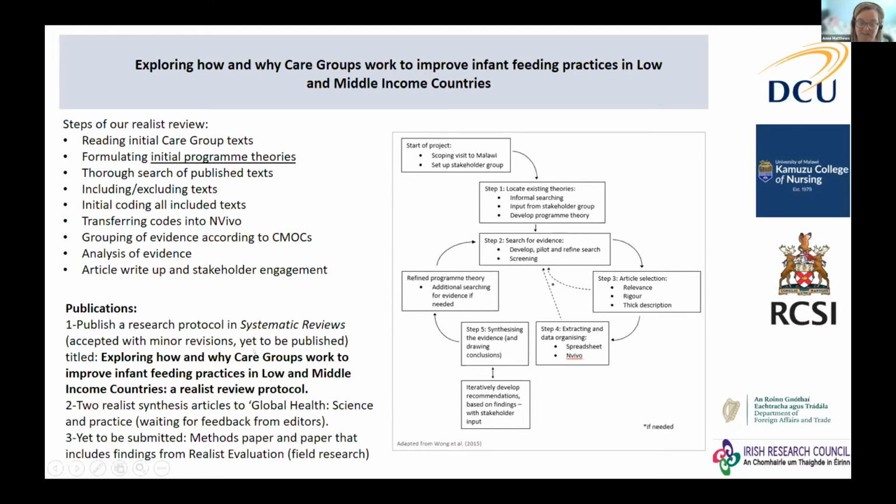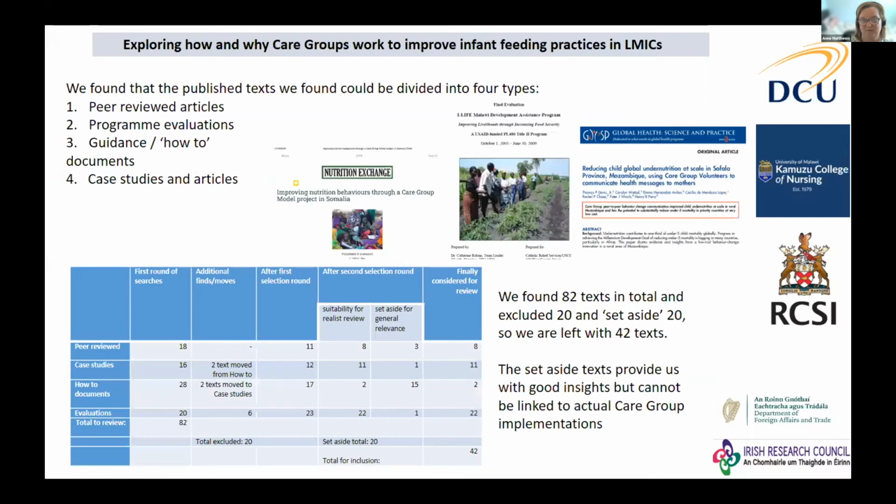So we did publish that protocol, as I mentioned, and we've 2 realist synthesis articles in a journal where a lot has been published about care groups, in the kind of, here's the baseline, here's the outcome. And then we really want to publish some more about how we went about our realist review, and then maybe our evaluation, all going well.